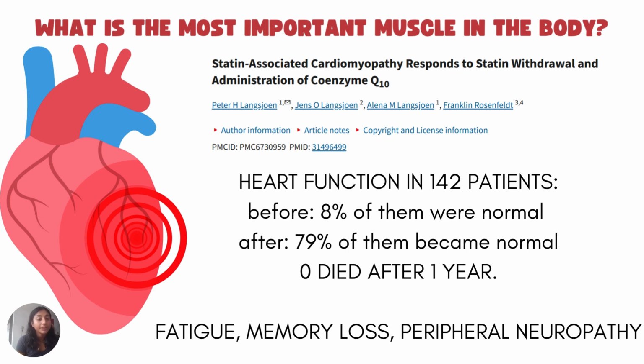And how many people died after 1 year? Zero. And after 3 years of following up these patients, how many of them died from a heart attack or a stroke after stopping a statin? Not even one. Not even one. So this is a study that really opened my eyes, because the heart needs a lot of energy to pump throughout the day.